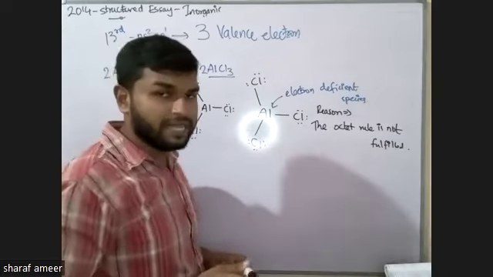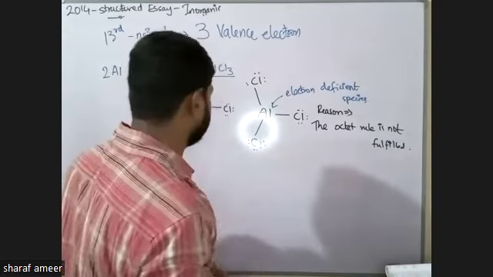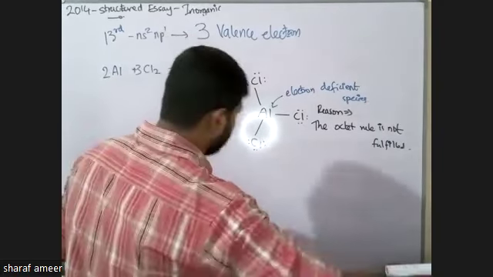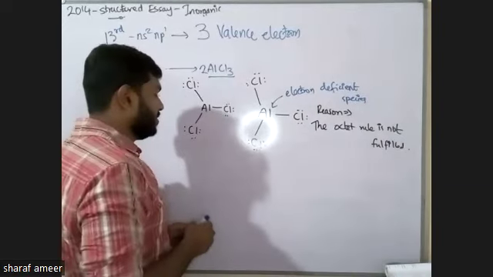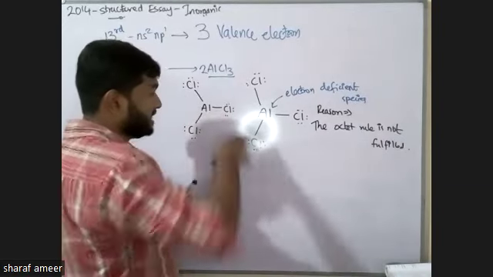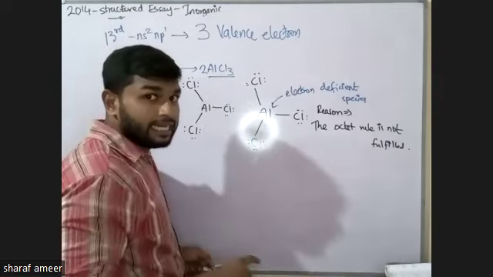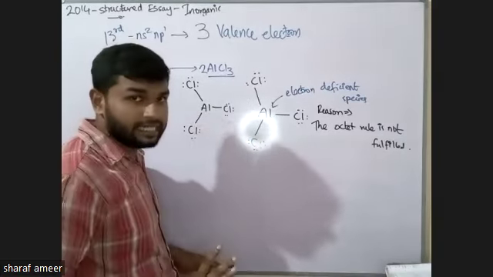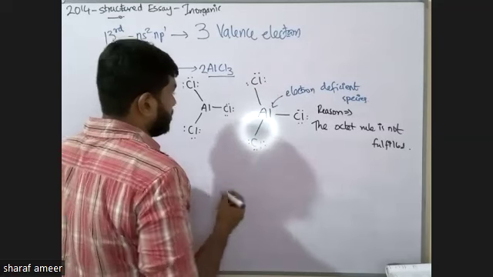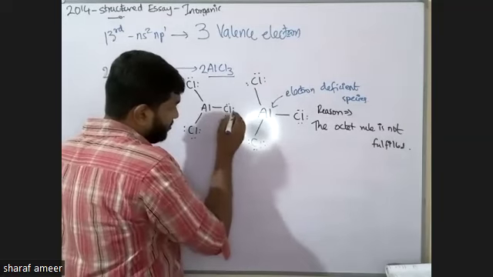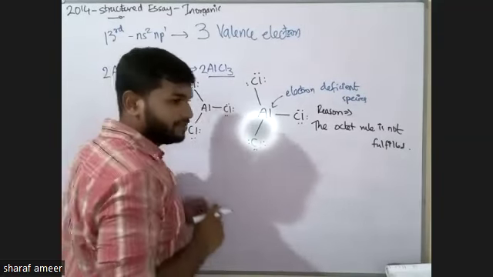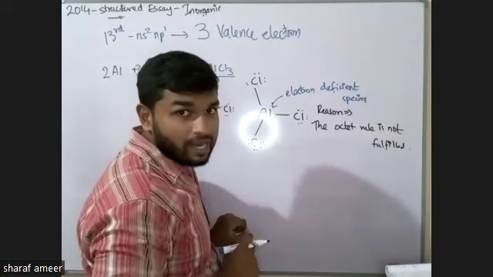So we have another aluminium chloride here. From this adjacent case, this is in gaseous state. This is happening in gaseous state. Now this chlorine has lone pairs. This chlorine has lone pairs.